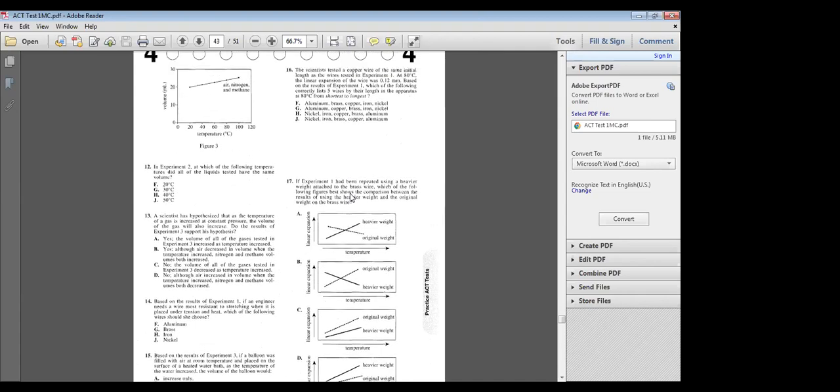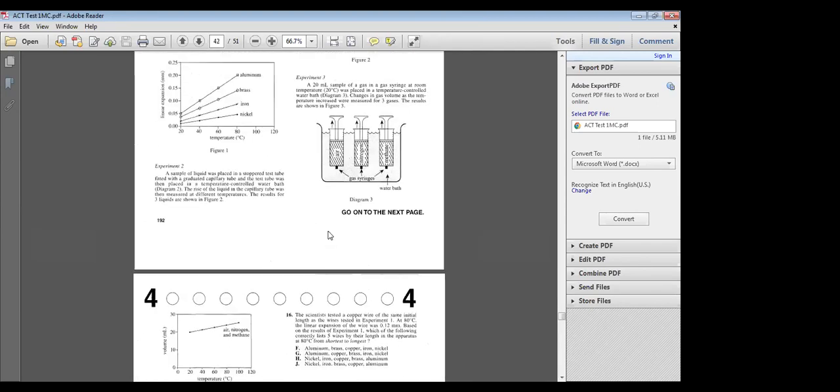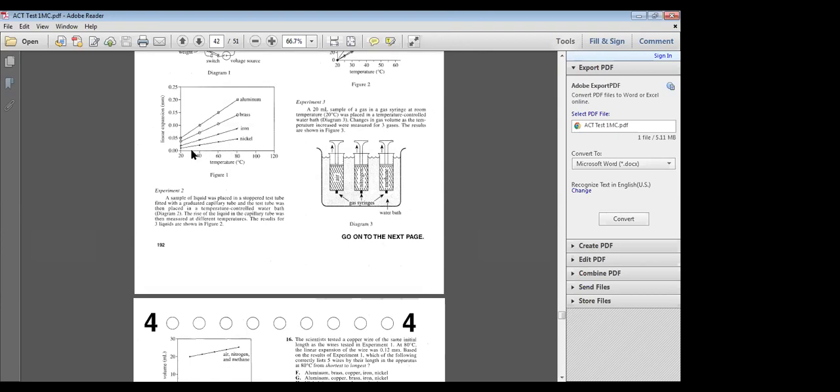All right, 14. Based on the results of experiment 1, so it says based on the results, we're looking in the data. If an engineer requires most resistance to stretching when it is placed under tension and heat, which should she choose? J, nickel. Okay. As you see nickel on the graph down there, it's at the lowest. So what you have going on in this chart, we look at the axes as the temperature goes higher, then the linear expansion goes up over here, and nickel went up the least compared to all the others.